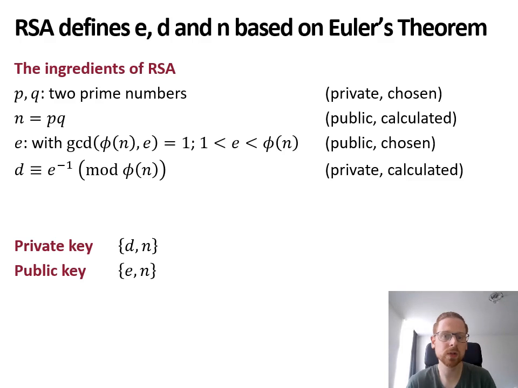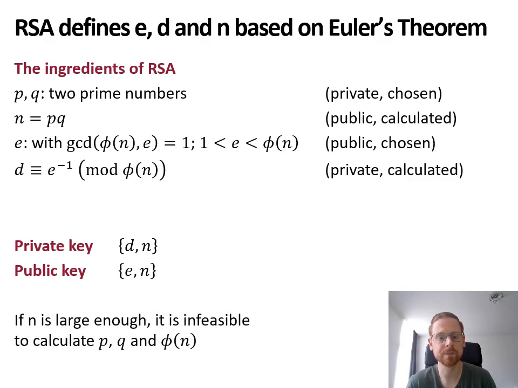Something very important is that it should be computationally infeasible to derive p and q from n. So if n is large enough, this is actually very difficult to calculate, because if an attacker would be able to calculate p and q from n, they would be able to derive totient n, and this would allow them to find the private key.